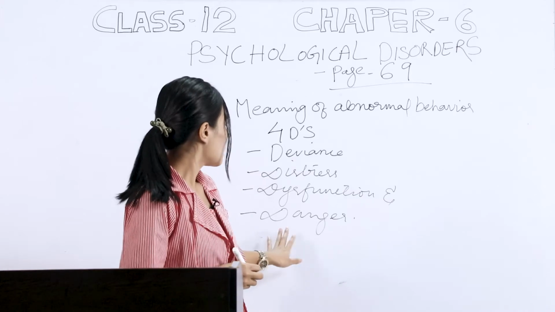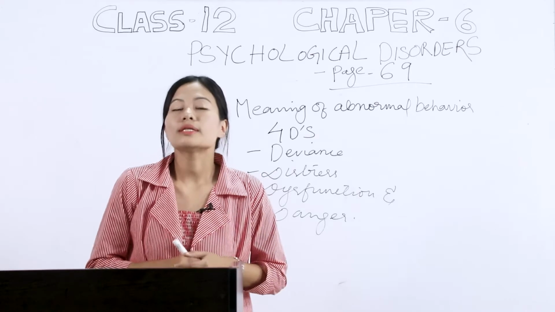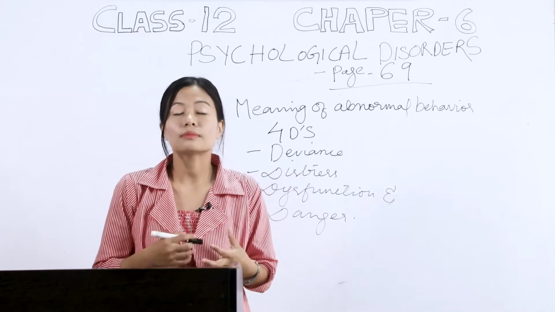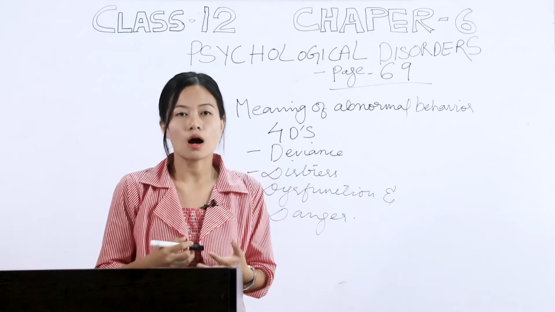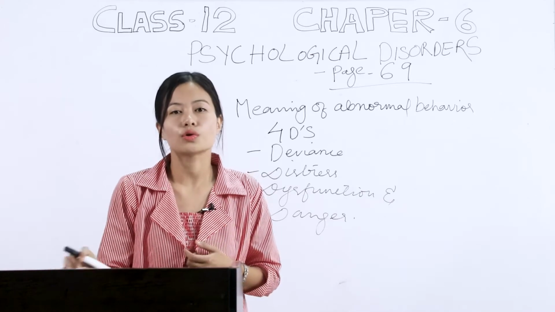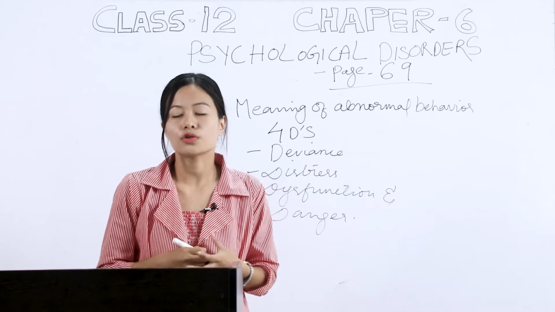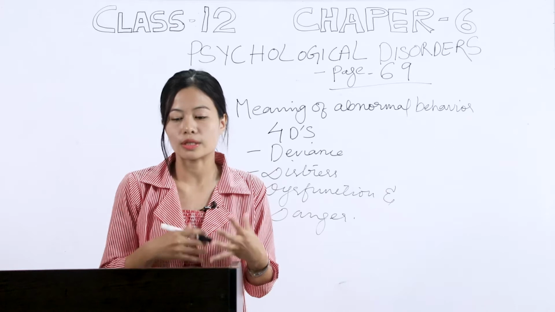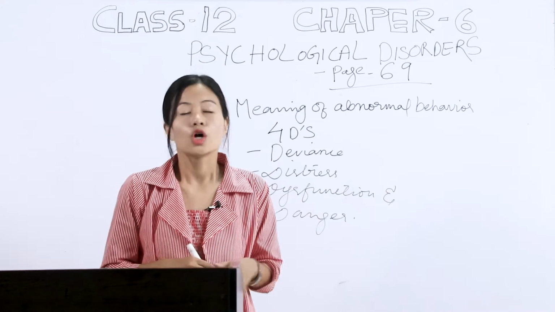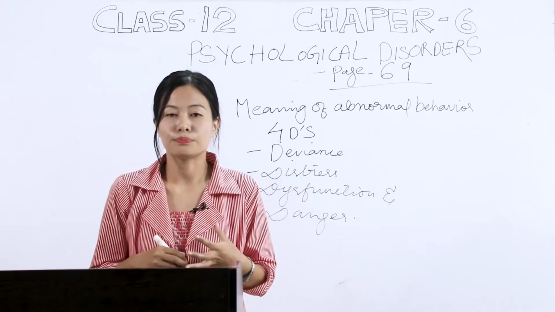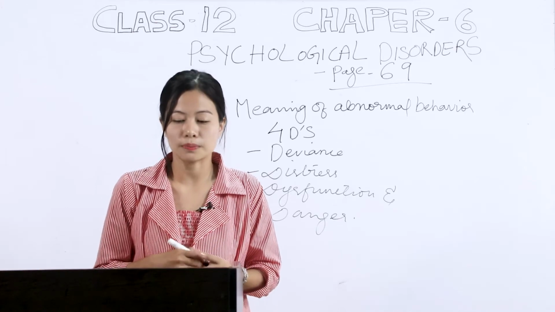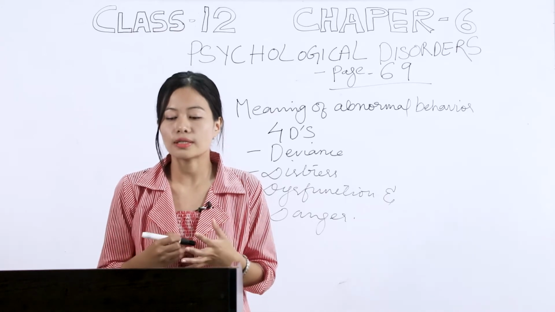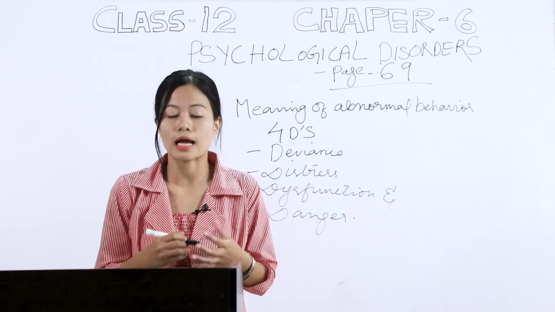And the last one is danger. Now, when we hear the word danger, we can easily make out that it is something that is likely to cause harm or injury to self or to others. Now, dangerous refers to a behavior that represents a threat to the safety of the person or to others. So these are the 4Ds of abnormal behavior. Now, if these 4Ds are present, then obviously we will consider the particular person as abnormal.